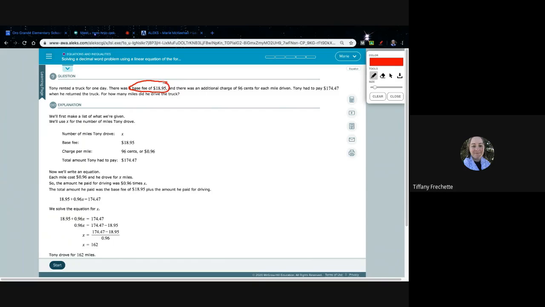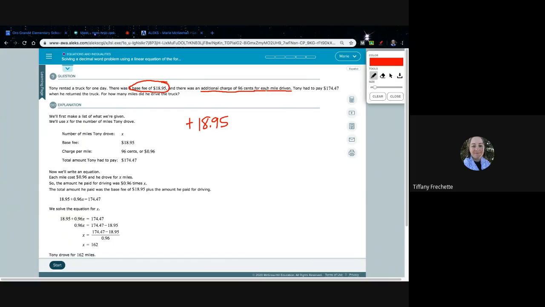Whenever they tell you a base fee or a monthly fee or something along those lines, so it's something you have to pay no matter what, that's going to be the part of our equation that's just a constant. So there's no x next to it or any variable. We're going to add that to whatever extra charge we're going to get. So we have 18.95 plus, now we have an additional charge of 96 cents for each mile driven.